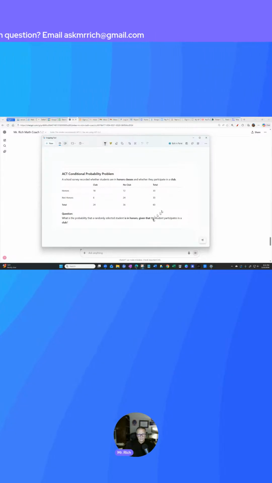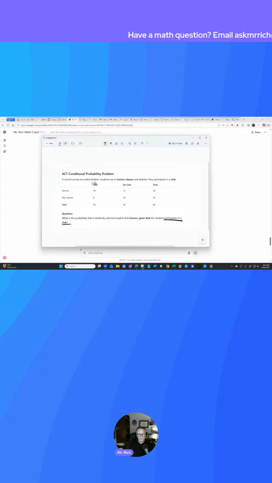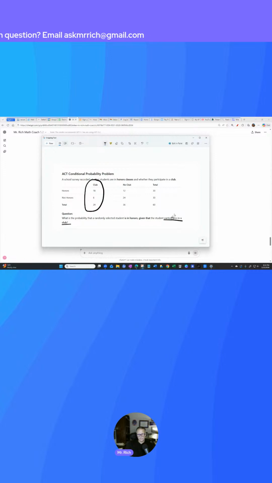So when it says given that the student participates in a club, what that tells us is we are only going to consider those who are participating in a club. In other words, we are restricting our analysis to just these people because they're telling us that it's a person that's in a club. So my denominator will not be the total of 60. It's going to be my conditional total.